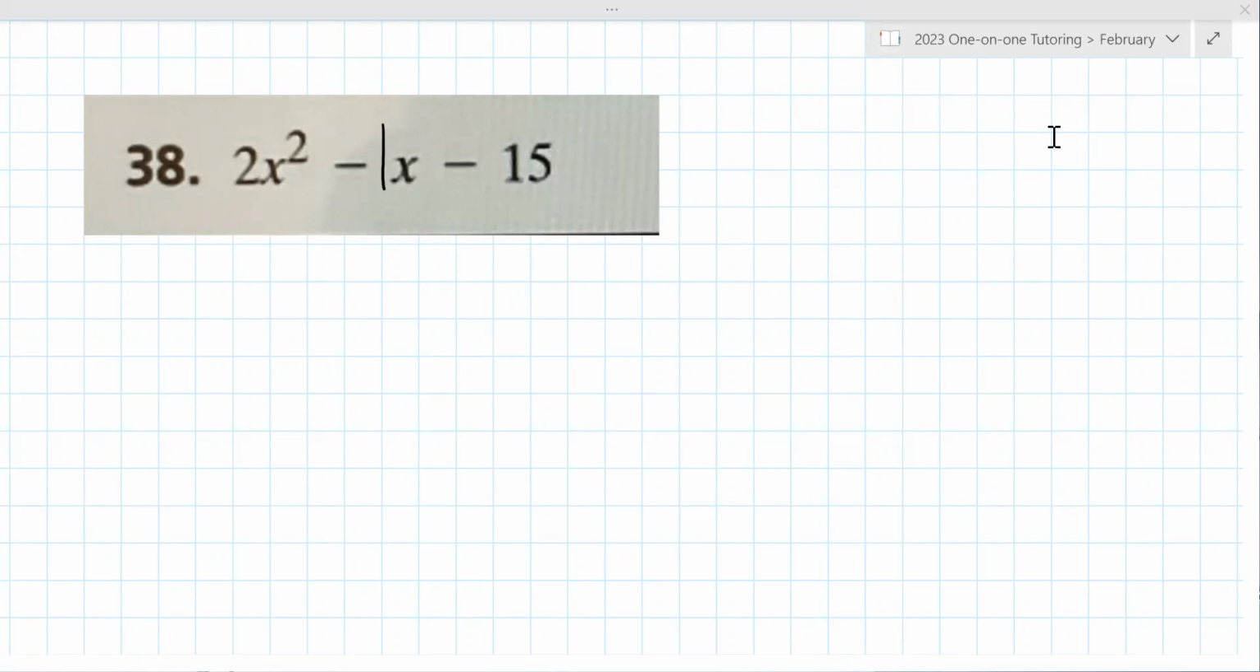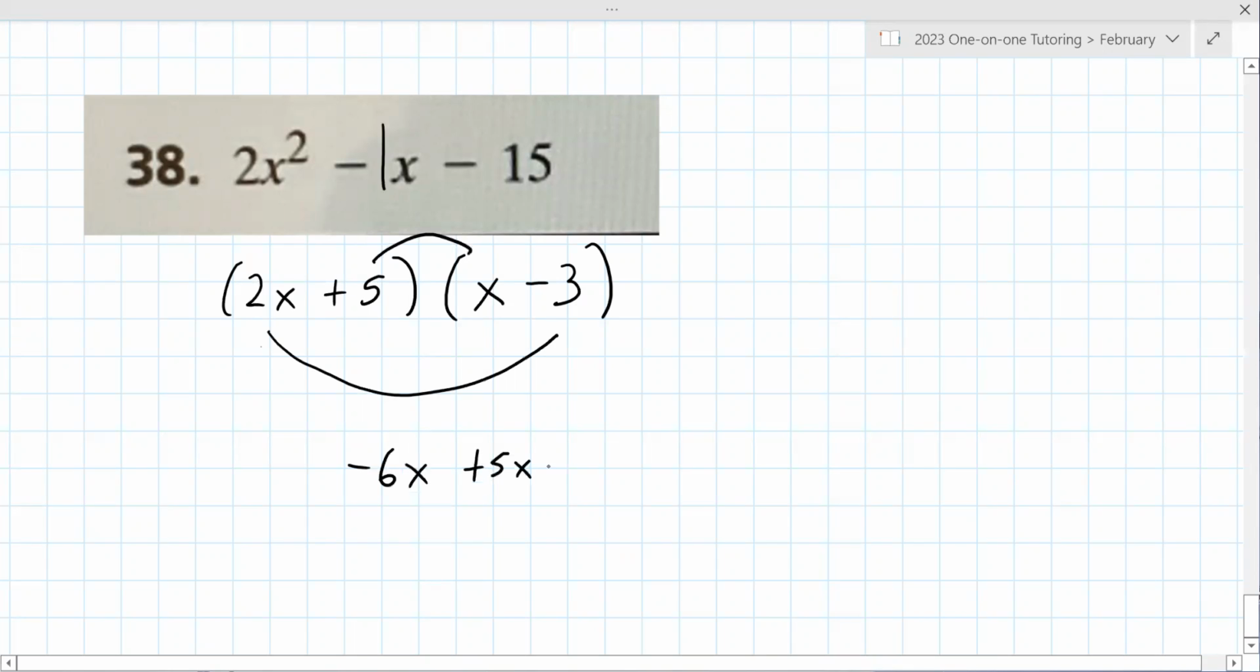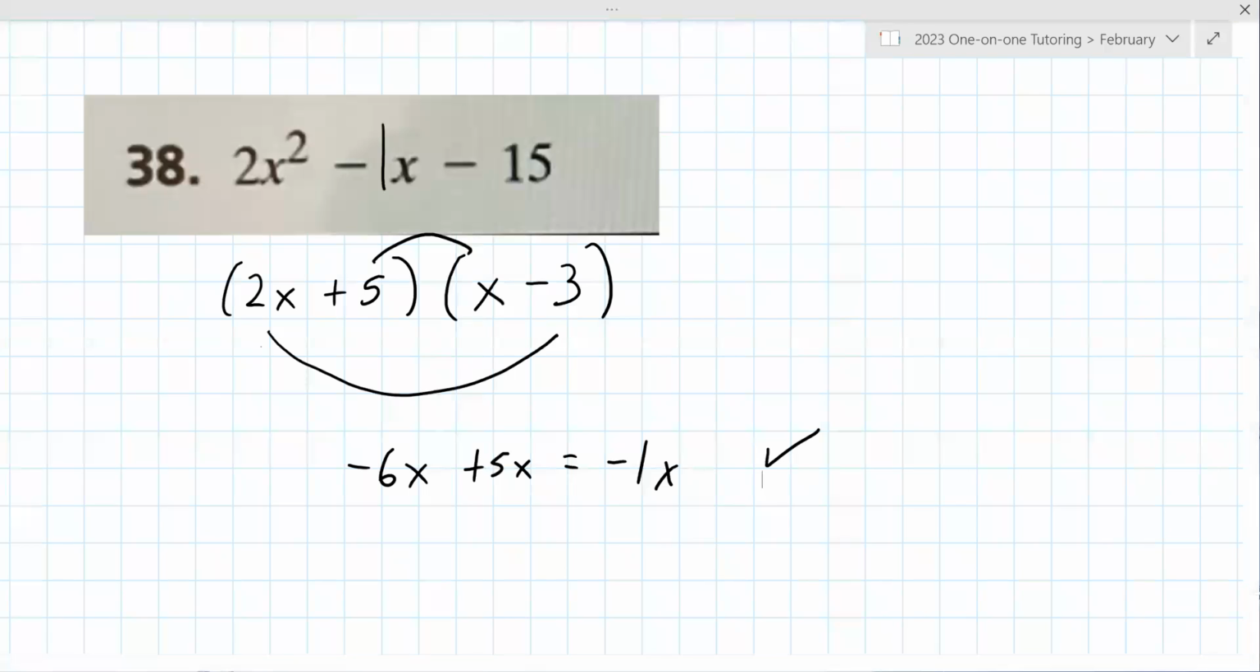I got 2x plus 5 in parentheses and x minus 3. Okay, good. So here's what I'm noticing right away. I don't know if this is right or wrong yet. This is how I check. I noticed that positive 5 times minus 3 gives you that. That's a good start. The 2x times the x gives you the first one. So now it's just a matter of the outer, which is minus 6x, and the inner, positive 5x. Do those add up to negative 1x? And they do. Very good.